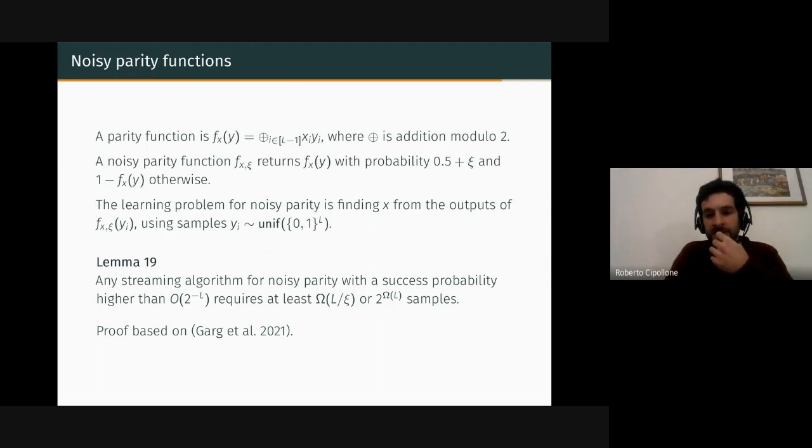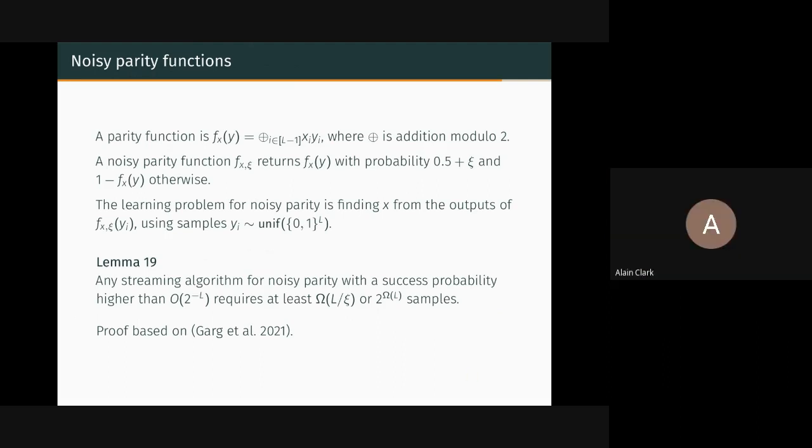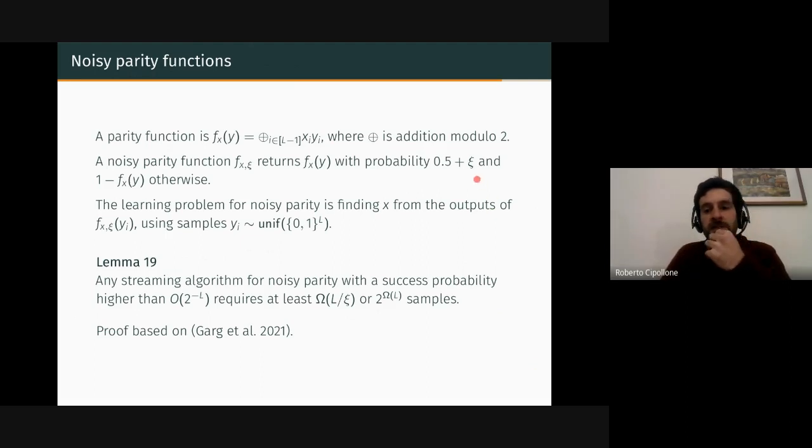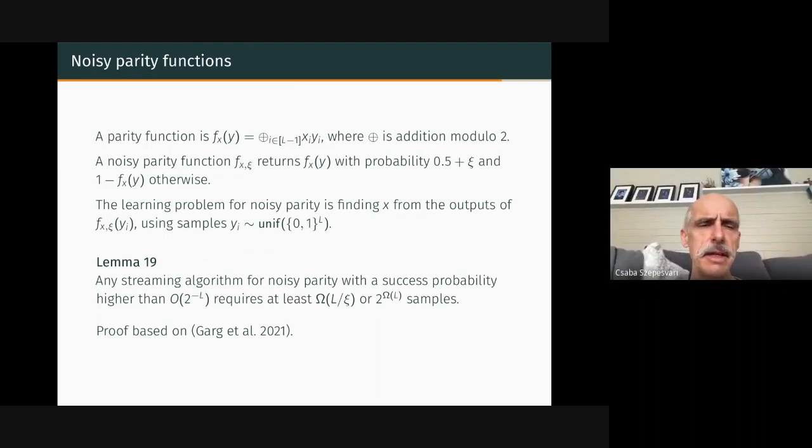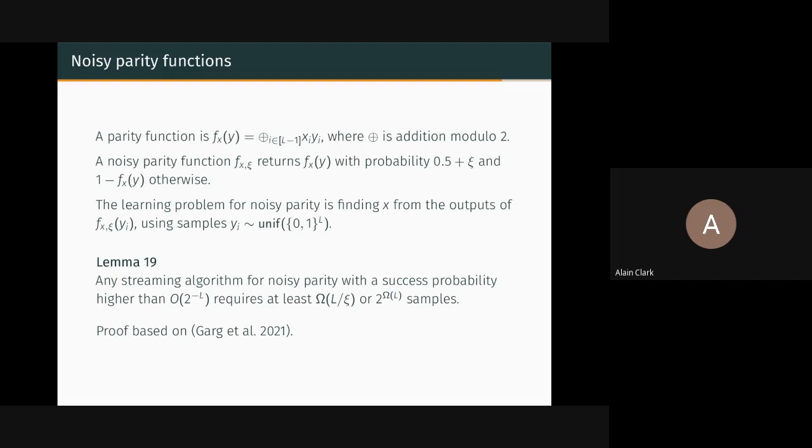So the class of RDPs... Sorry, maybe I misheard. So it returns f(x) with the probability of a half plus this bias. But that has a negative impact on this lower bound? So if the bias becomes smaller and smaller, that's at the denominator, so we do need more samples. So if psi is 0.5, then you get back the noiseless parity. If it's close to zero, then it's very noisy. Okay, so I must have misheard then. Sorry, that's what I thought.